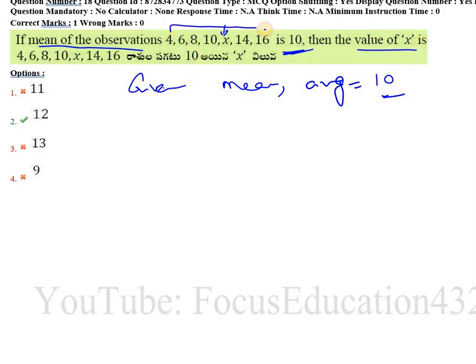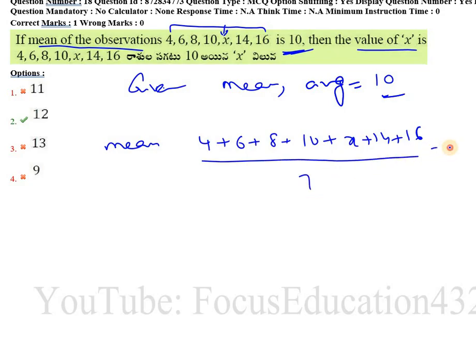So how many are the total? 1, 2, 3 here, 4 here, 6 here, 1, 7 are there. So how will we find the mean? What is the average? What is the formula? Sum of the observations, we have to add all, divided by the count, total number of observations. 7 are there. So add these things. 4 plus 6 plus 8 plus 10 plus x plus 14 plus 16 divided by 7. These are 7. Equal to how much?